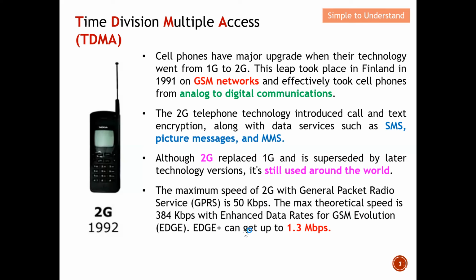For H plus, basically they can get up to 1.3 megabits per second. So this gives you some idea on the 2G mobile phone.